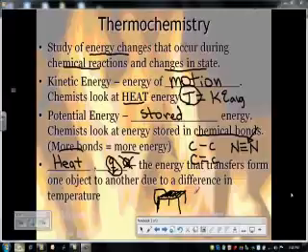Which way does heat move? Is it going to move from the desk to your body or from your body to the desk? From the desk to my body. Probably not, because the desk is the temperature of the air in the room, and we'll estimate that to be about 20 to 25 degrees Celsius. And the temperature in your body is body temperature, 98.6 Fahrenheit, which is 37 degrees Celsius.